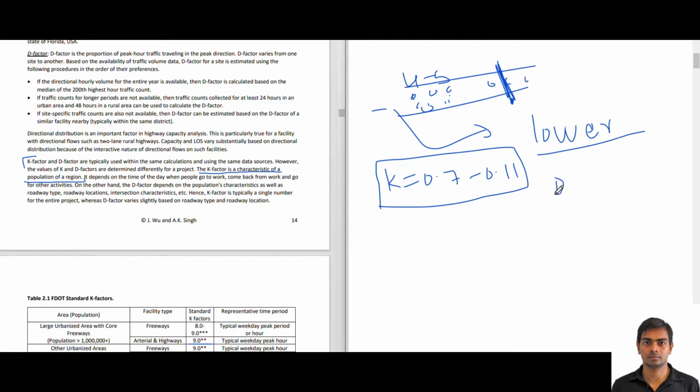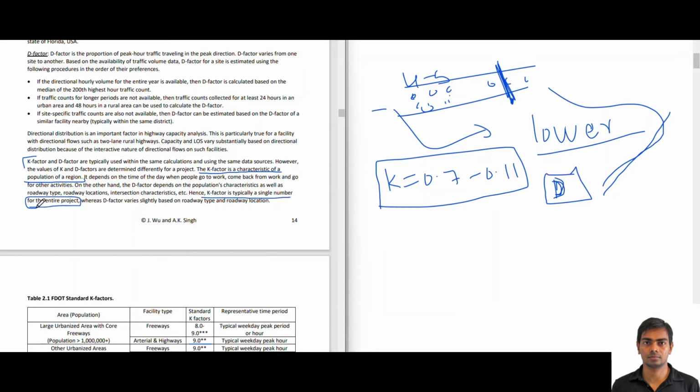Whereas the D factor is calculated based on site specific data. There may be a roadway which is one way, where people may be going from this direction but taking another route when they are coming back. So D factor is calculated for site specific locations, and that is mentioned here. K factor is typically a single number for the entire project.